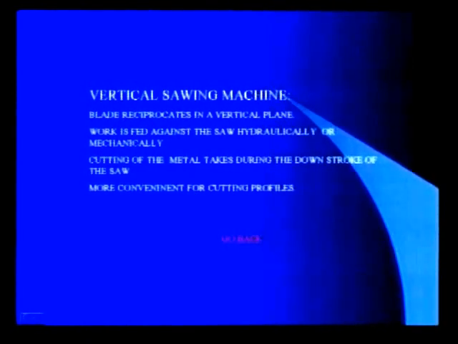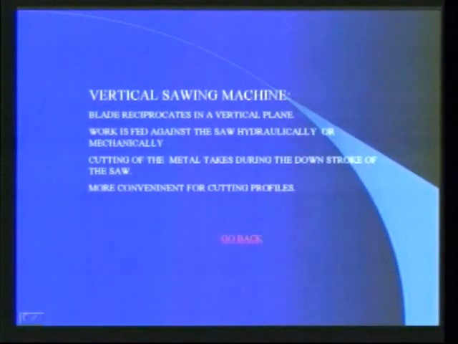the saw blade reciprocates in a vertical plane and the work is fed against the saw. The cutting of metal takes place during the downstroke of the saw. The saw blade is thin and is more convenient for cutting profiles.